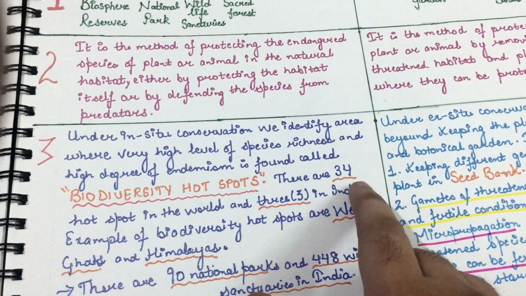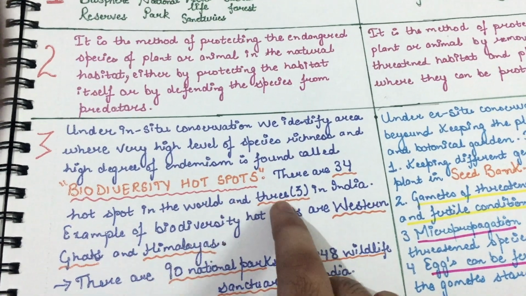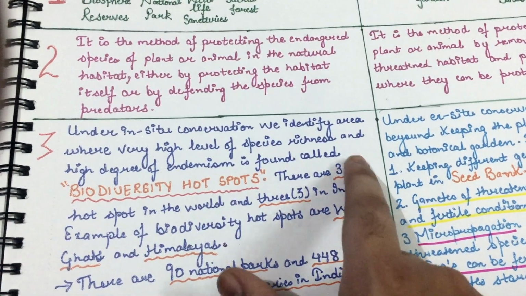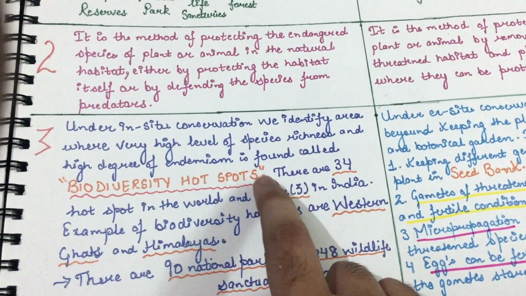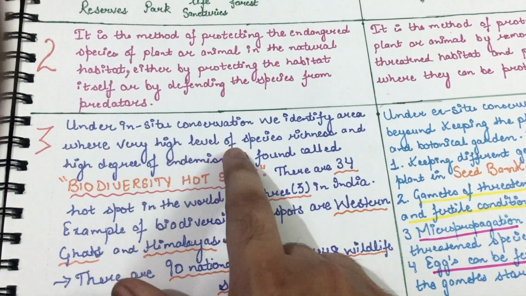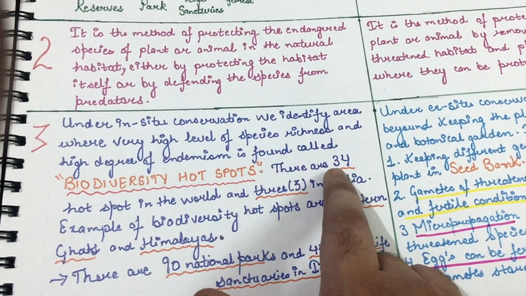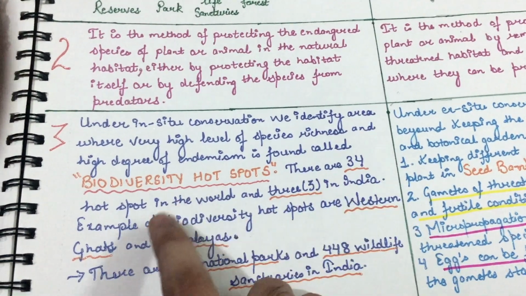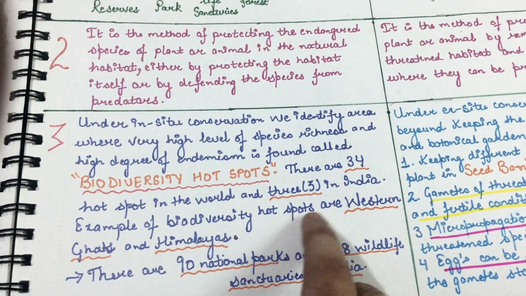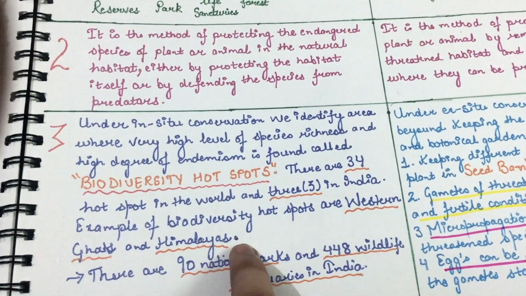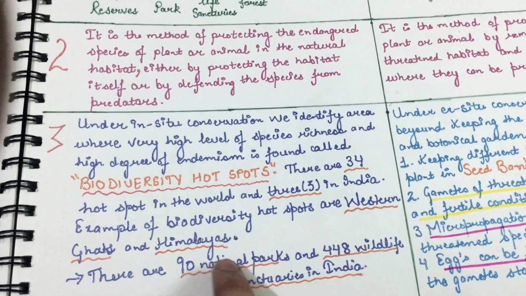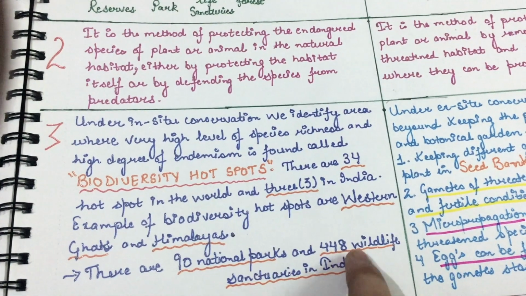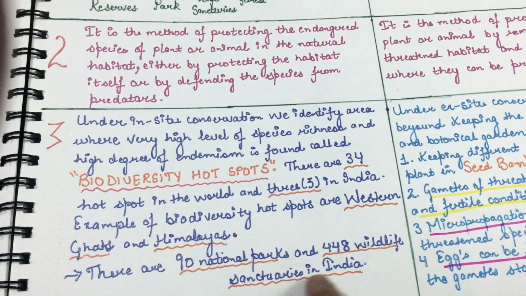Now there are 34 hotspots in the world and 3 in India. So a total of 34 hotspots in the world means the areas where there is a high level of species richness. There are 34 in the whole world and 3 in India. Examples of biodiversity hotspots are Western Ghats and Himalayas. And there are 90 national parks and 448 wildlife sanctuaries in India.